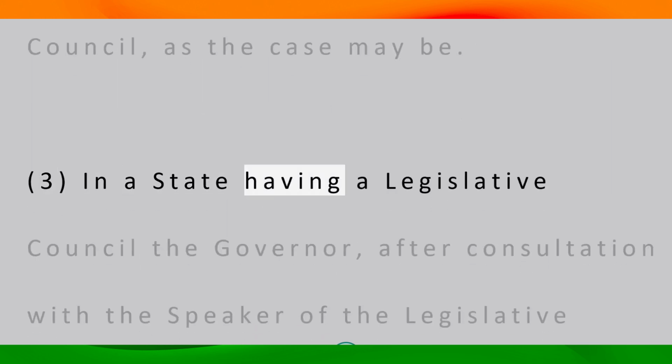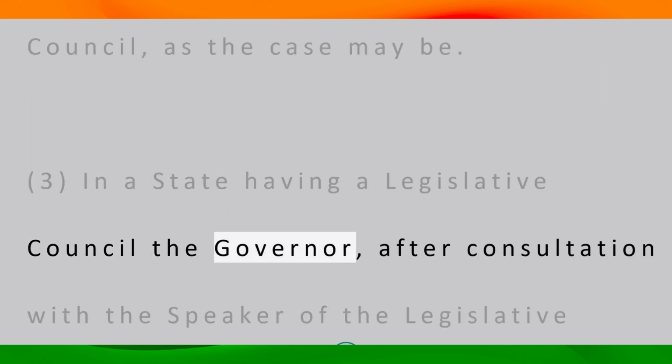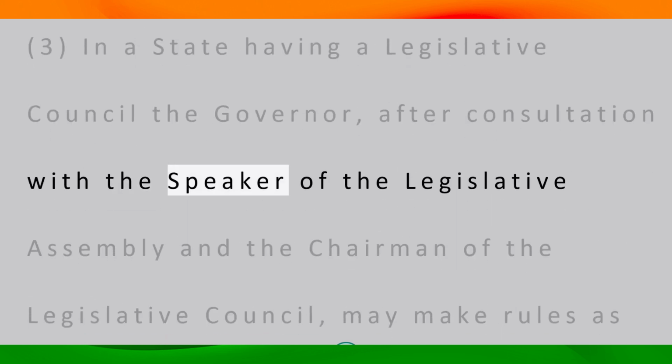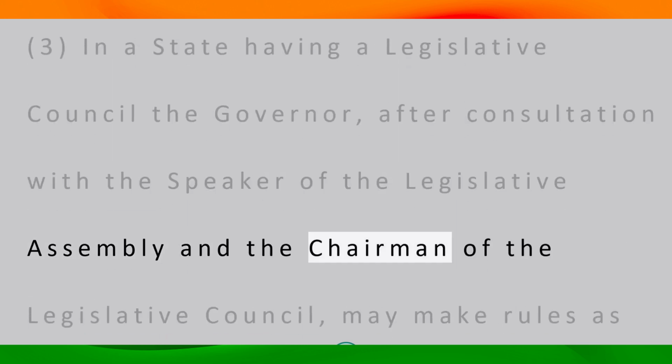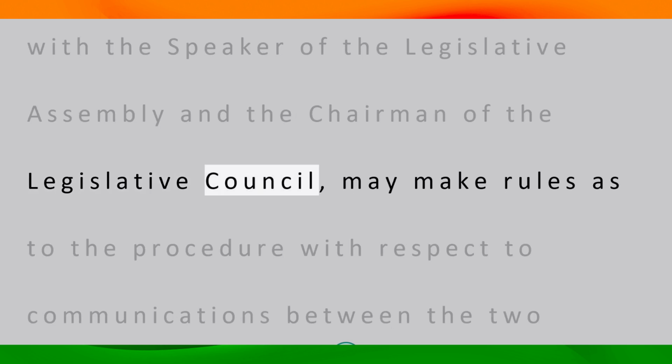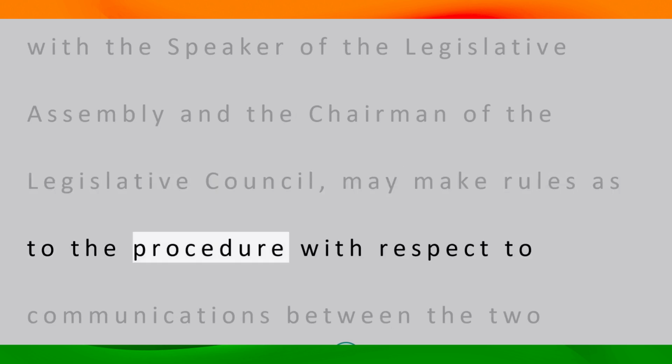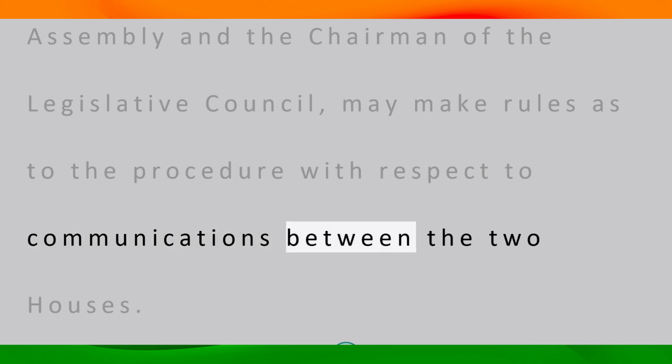3. In a state having a Legislative Council, the governor, after consultation with the Speaker of the Legislative Assembly and the Chairman of the Legislative Council, may make rules as to the procedure with respect to communications between the two houses.